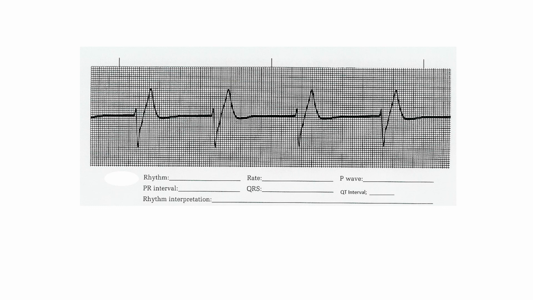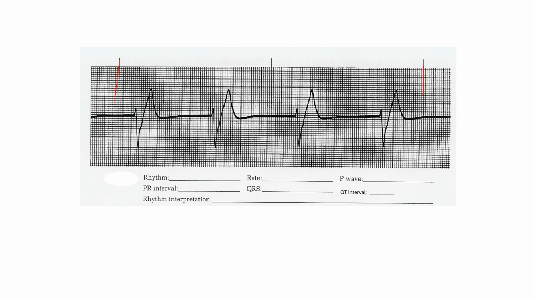And page 921. So this rhythm is irregular, but maybe it's off by 3 boxes. The rate is 40 if you do the 6 seconds. So I'm checking how many R waves I have. So there's 4. There's no P waves, so I can't do a PRI.